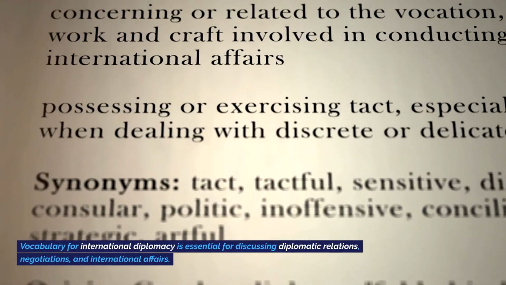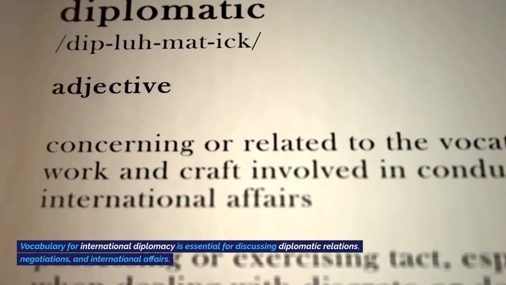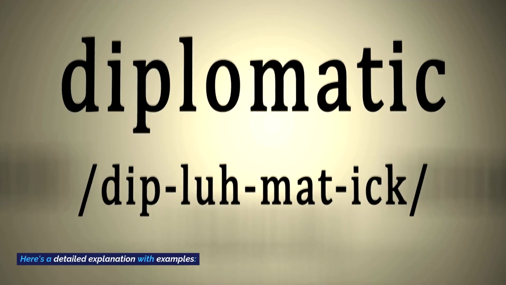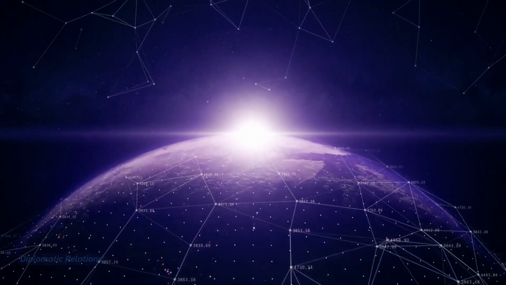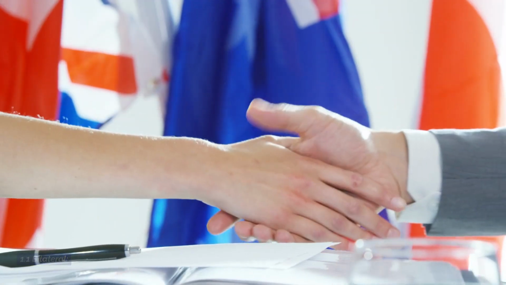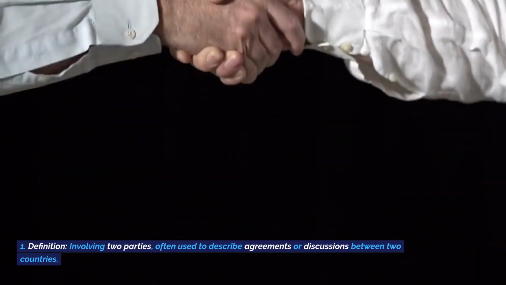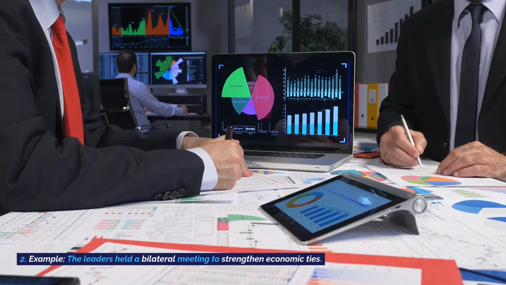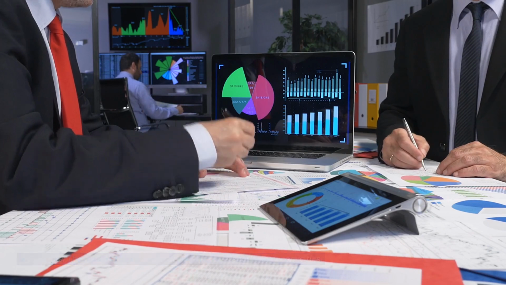Vocabulary for international diplomacy is essential for discussing diplomatic relations, negotiations, and international affairs. Here's a detailed explanation with examples. 1. Diplomatic relations. 1.1 Bilateral. Definition: involving two parties, often used to describe agreements or discussions between two countries. Example: the leaders held a bilateral meeting to strengthen economic ties.